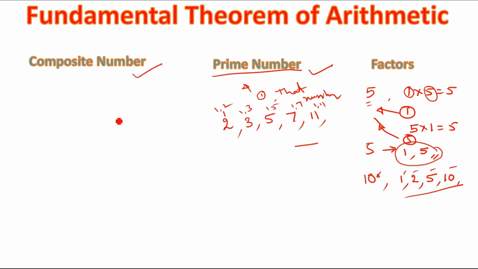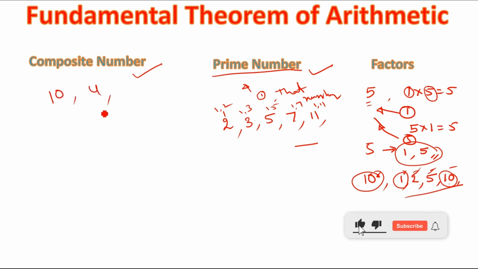What about composite numbers? A composite number is one that has at least one extra factor other than that number and 1. For example, 10 has the factors 1, 2, 5, 10, right? So other than 1 and 10, it has 2 as a factor and 5 as a factor. Then we call 10 a composite number. 4 is also a composite number, since instead of just 1 and 4, it has 2 also, right? 2 into 2 is also 4. So any number that has one extra factor is called a composite number.